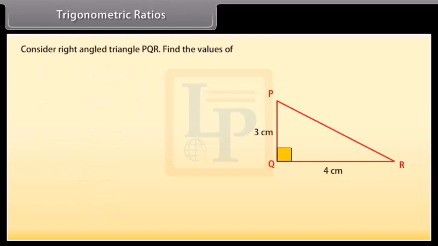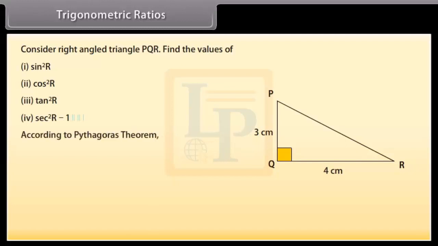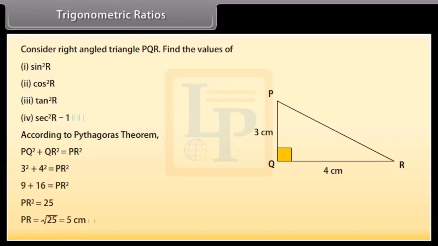Consider right-angled triangle PQR. Find the values of sin square R, cos square R, tan square R, sec square R minus 1. According to Pythagoras' theorem, PQ square plus QR square is equal to PR square. By substituting the values, we get 3 square plus 4 square equals PR square. Now by calculating it, we get PR is equal to square root 25, which is 5 centimeter.